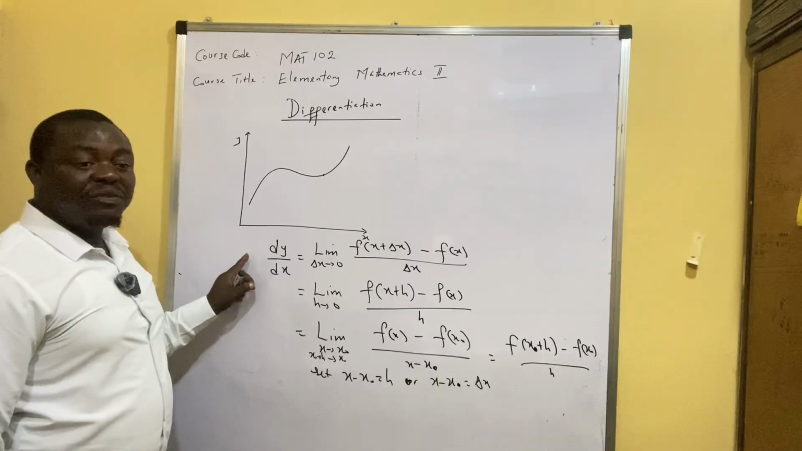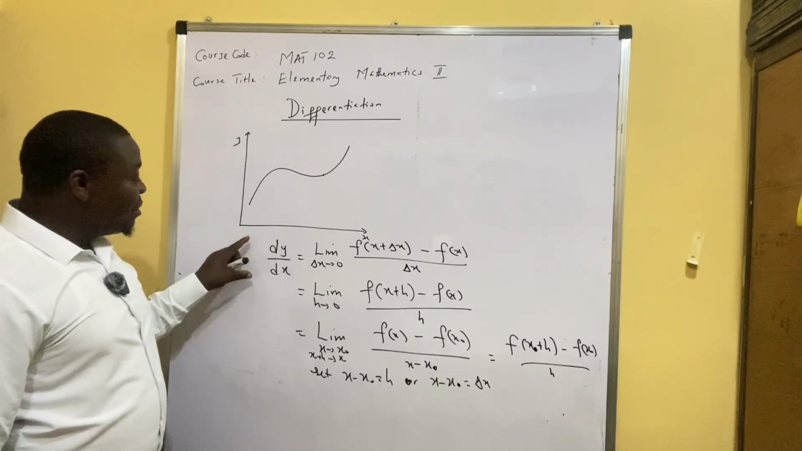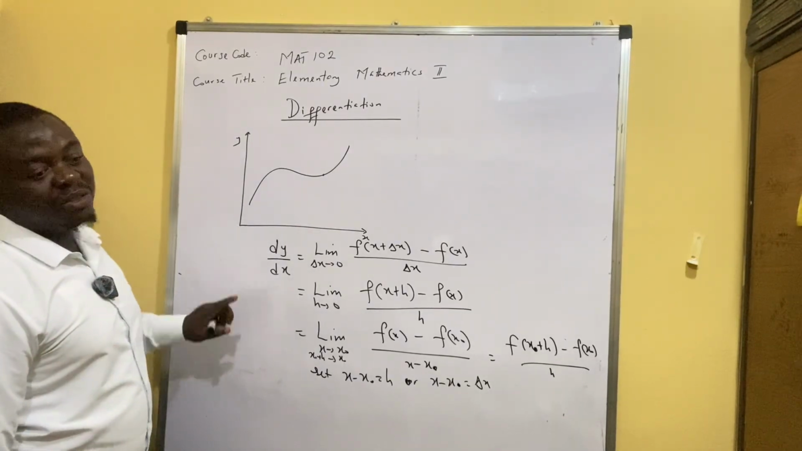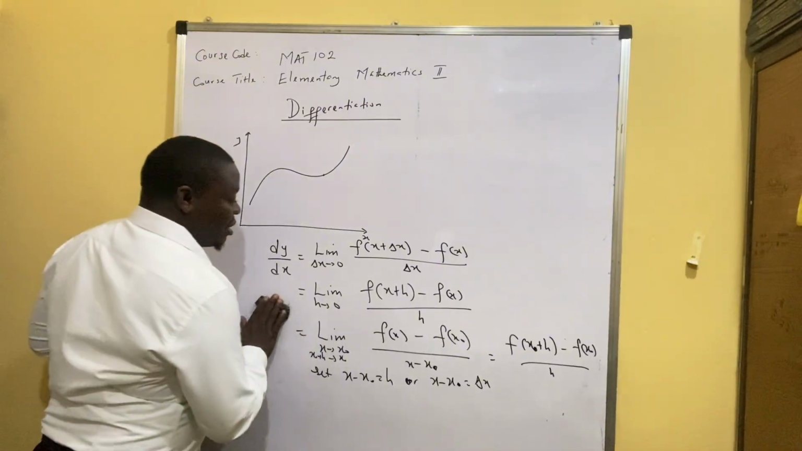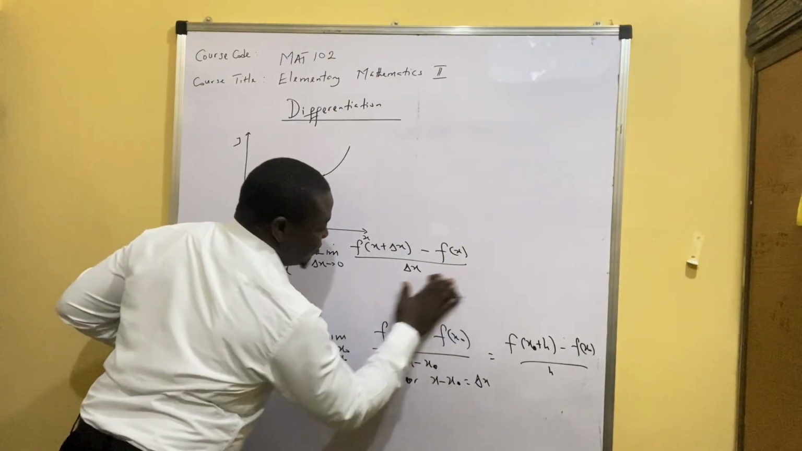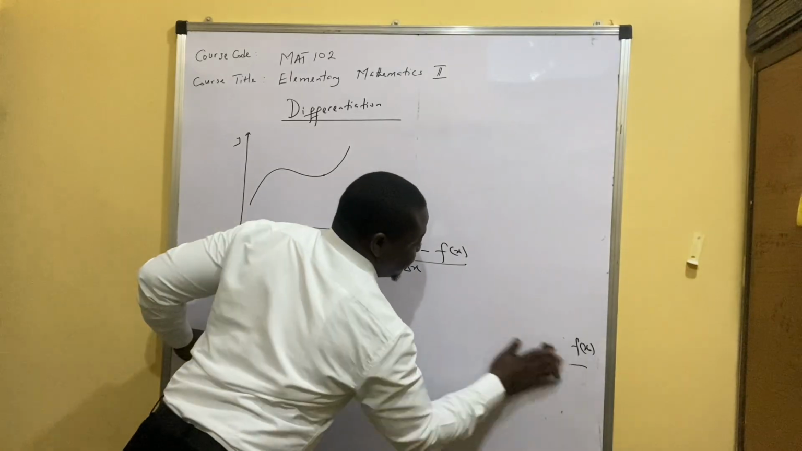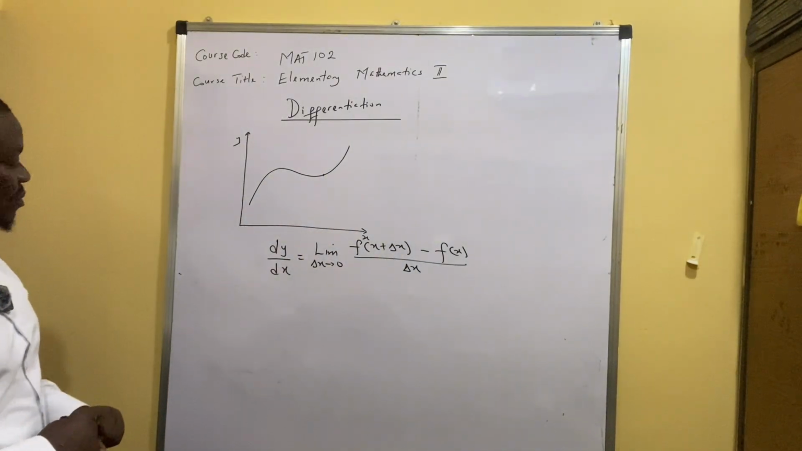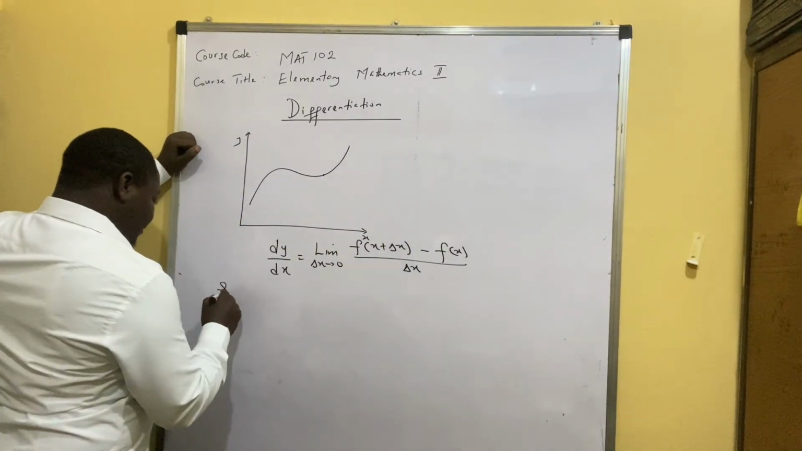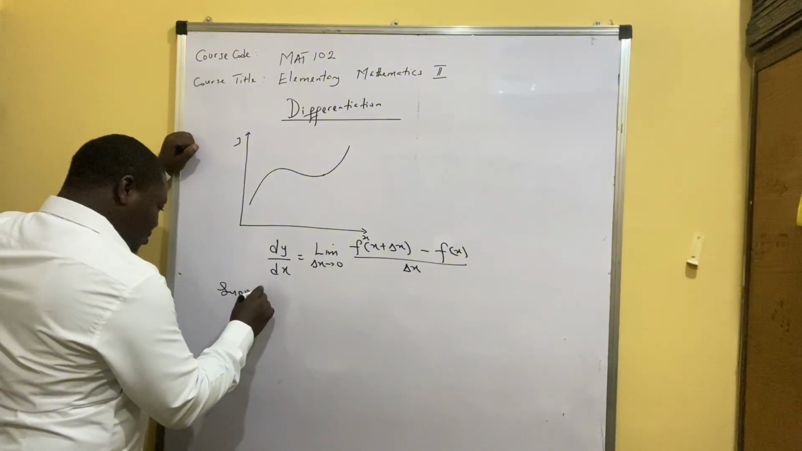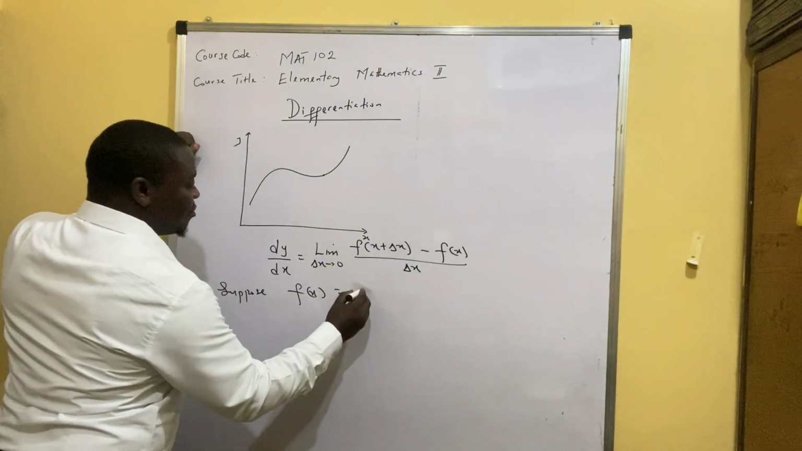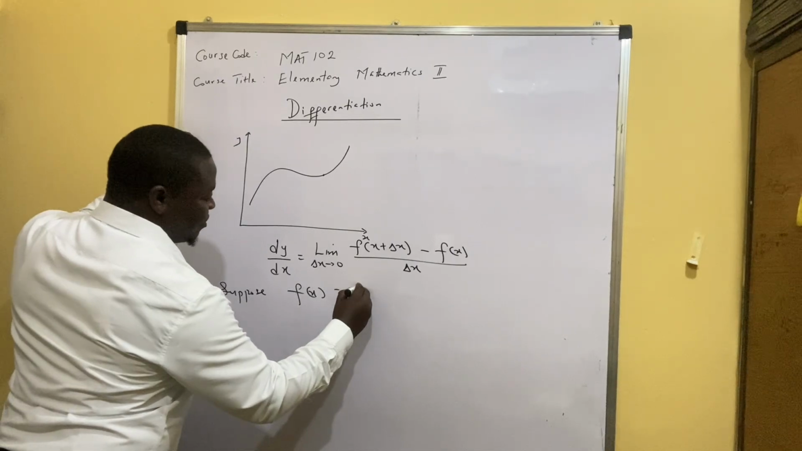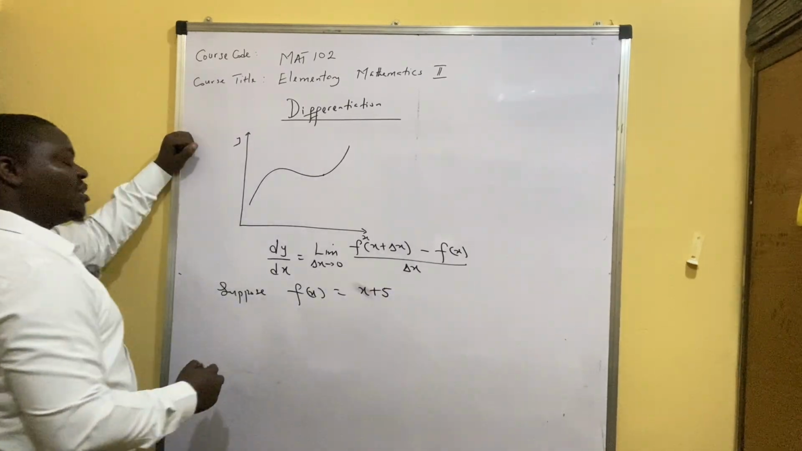They call this one derivative from the first principle, meaning that we are making use of the definition of differentiation. So that's what they mean by the derivative from the first principle. Okay. So let's take a function. Suppose f of x equals, let's say, give me x plus 5, for example.